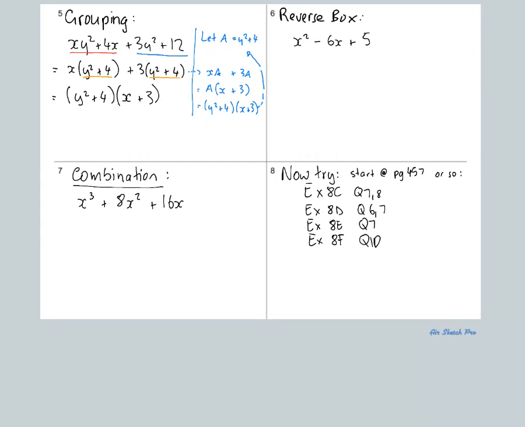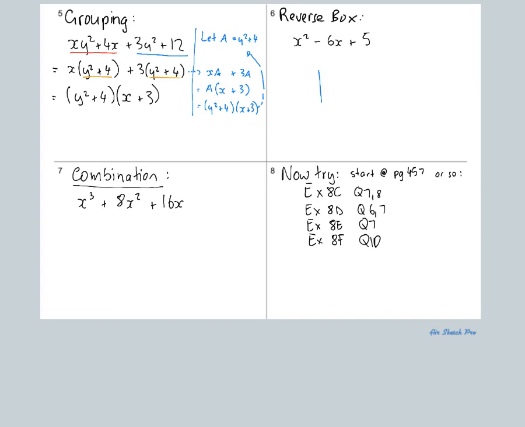So the reverse box method basically says this. If you have a look here, the box method was, if I've multiplied two binomials together, I put the parts of the binomial along the edges of my box, and then I fill in the box. So what we're going to do is start with the box and fill in the edges. Reverse box, right? Start with the box, fill in the edges.